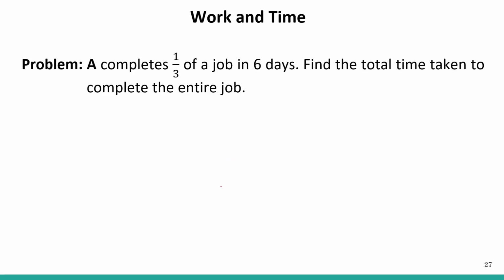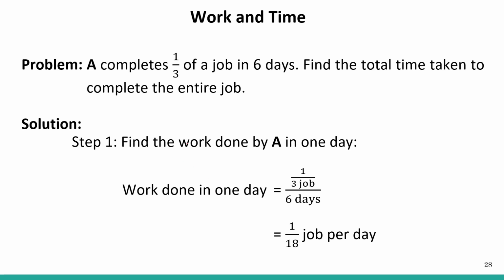So if A completes 1 by 3 of a job in 6 days, find the total time taken to complete the entire job. Okay. So what we do first is we find the work done by A in 1 day. So how much work does A do in 1 day? Work done in 1 day is equal to 1 by 3 of the job, whole by 6 days, that is equal to 1 by 18 job per day.